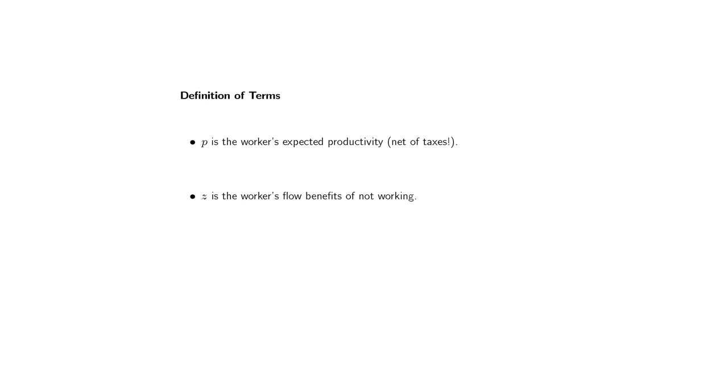So what are the definitions of terms in this? P is the worker's expected productivity at the job. And here I want to emphasize net of taxes. So the firm and the worker are concerned about how productive the worker is going to be net of the taxes the government is going to be taking away from that worker and from that firm. Z is the worker's flow benefits of not working. And the benefit I'm going to be emphasizing the most is when you're not working and you're unemployed, you'll be able to collect unemployment insurance benefits. But there are other benefits as well of not being at work. So those are the definitions.